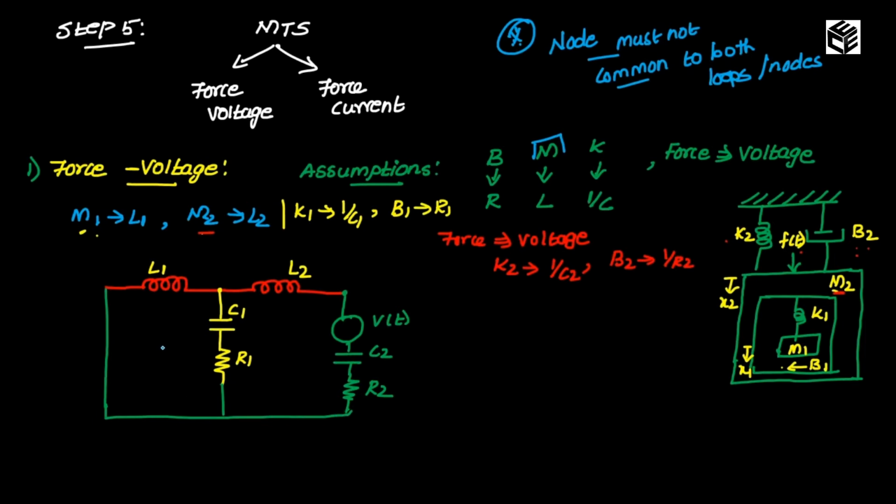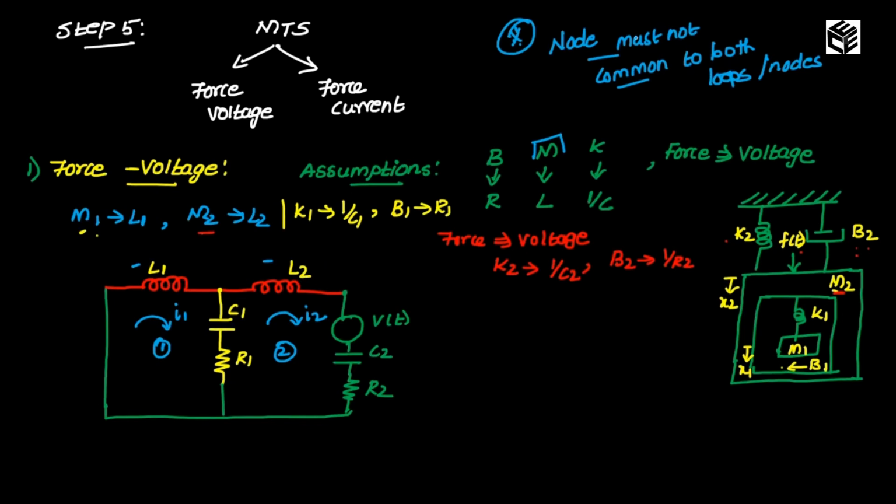Okay, now I am going to name this as first loop and this is second loop. My current flowing through this first loop is I1 and the current flowing through the second loop is I2. Now if you see, this is a node and this is a node. So to the first loop we have only one node and to the second loop we have only one node.